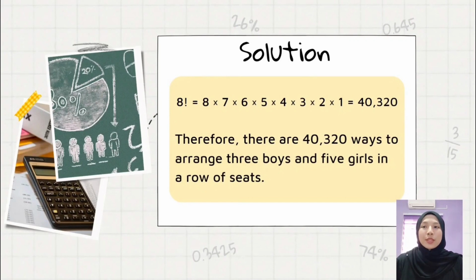The number of ways to arrange 8 objects is given by 8 factorial, which represents the factorial of 8. So 8 factorial equals 8 times 7 times 6 times 5 times 4 times 3 times 2 times 1, which is equal to 40,320. Therefore, there are 40,320 ways to arrange 3 boys and 5 girls in a row of 6.